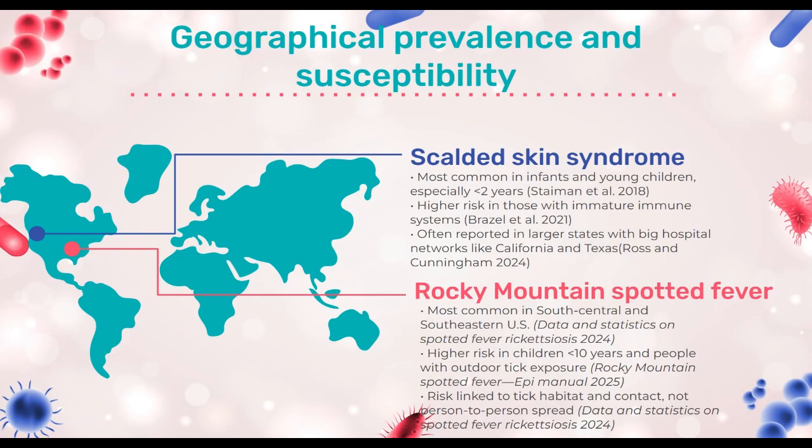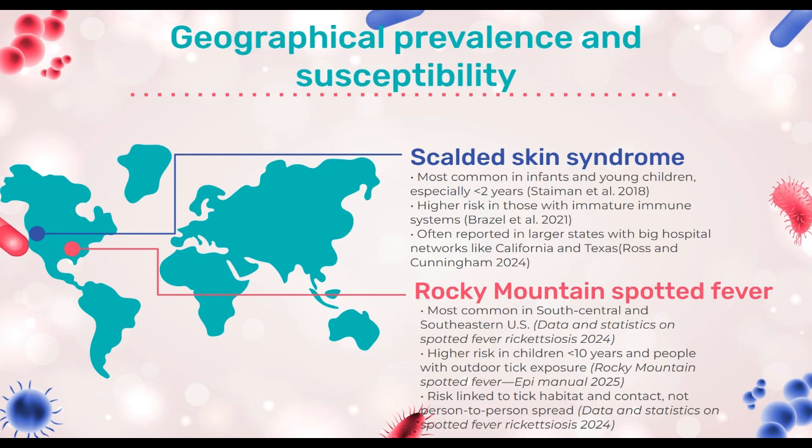For geographical prevalence and susceptibility, scalded skin syndrome is most common in infants and young children because their immune systems and kidney function are not fully developed, which makes it harder to clear the toxin. Additionally, adults are usually only affected if they are immunocompromised, which means their immune system is weak or not able to defend against the pathogen.